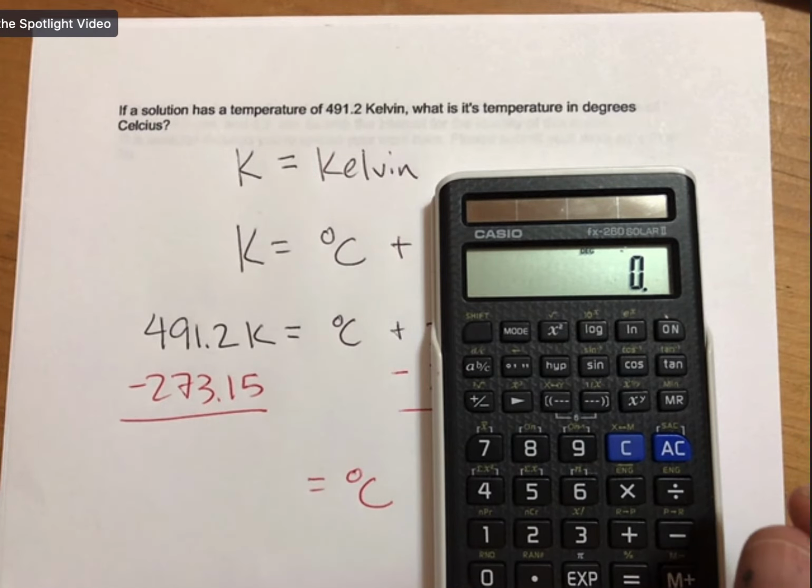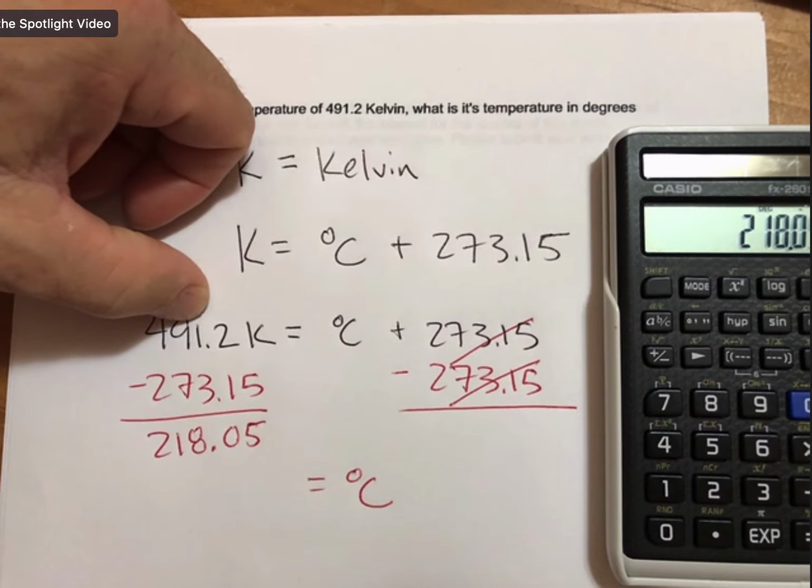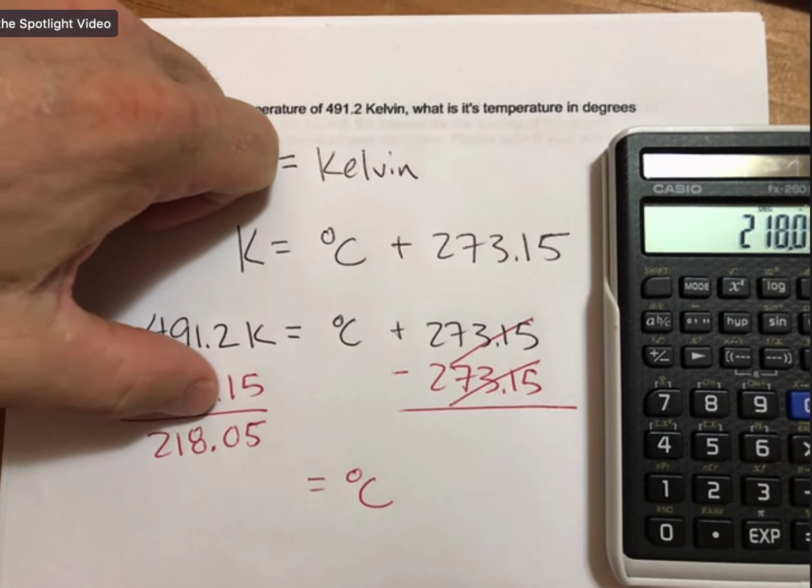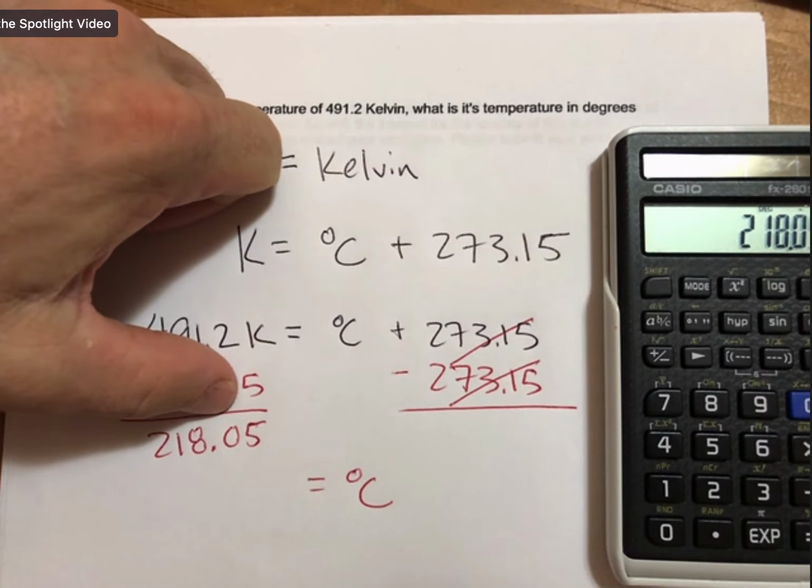So 491.2 minus 273.15 is 218.05. Because there's only the tenths place in the top number, I am going to go ahead and round this to the tenths place. And so the best answer is 218.1. The 218.05 rounds up to 218.1 degrees Celsius.